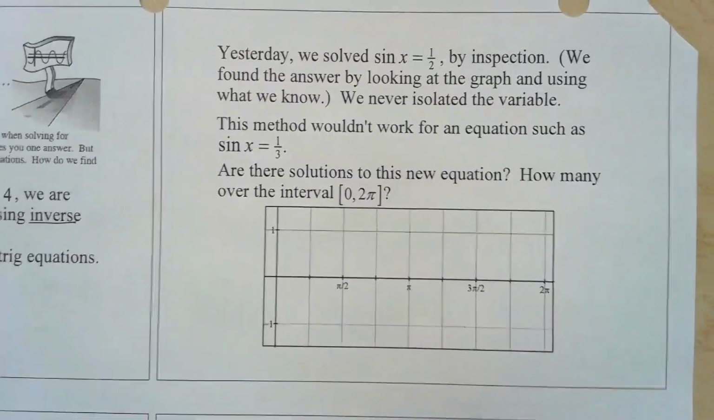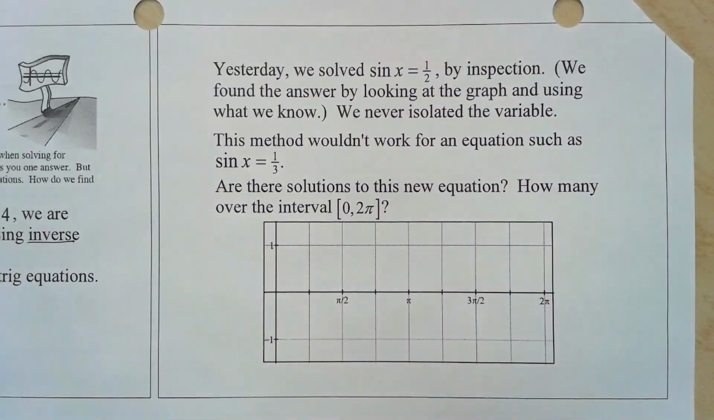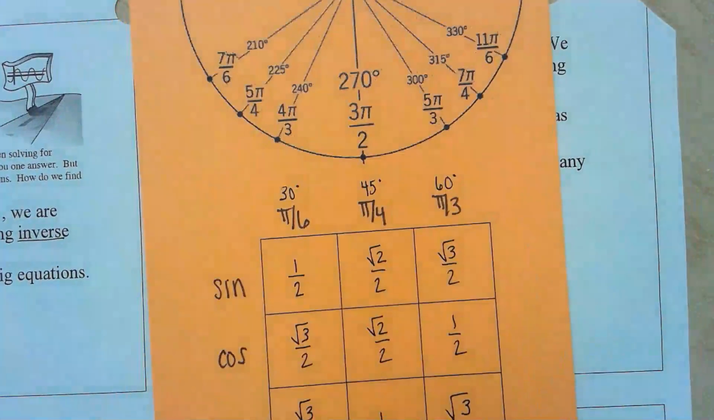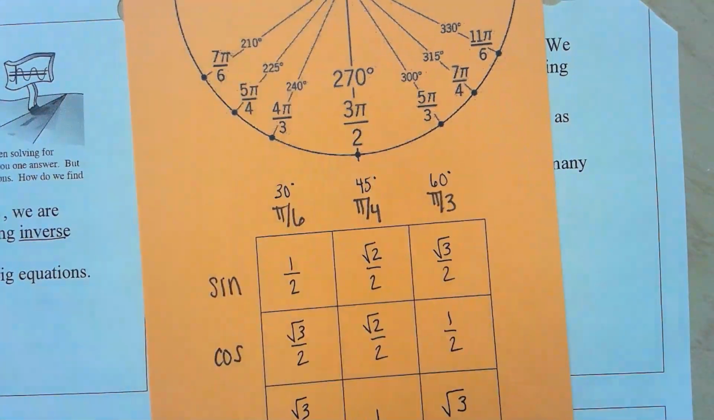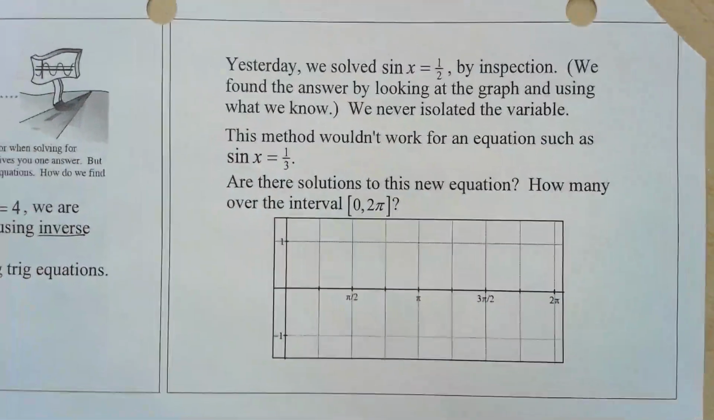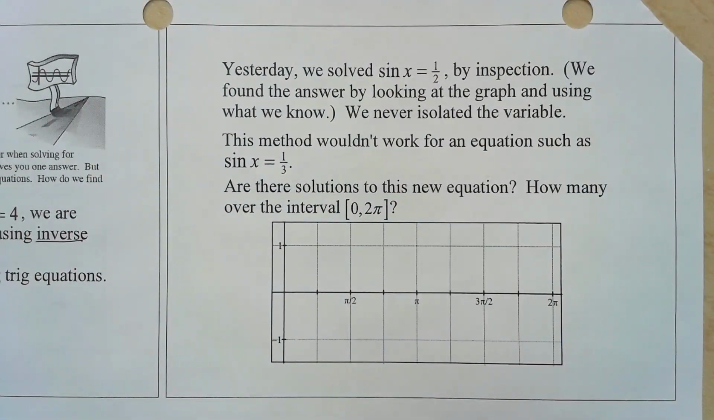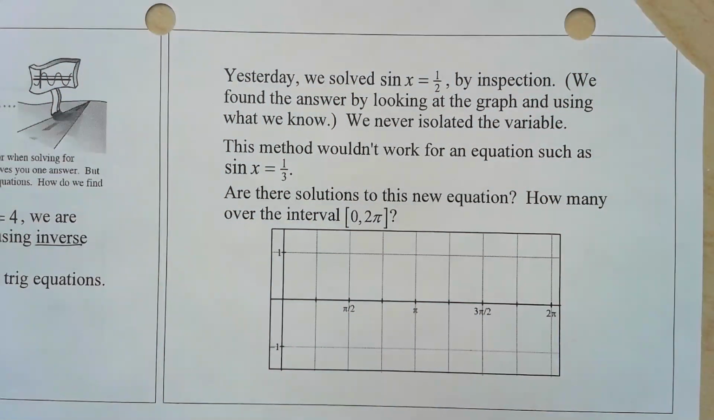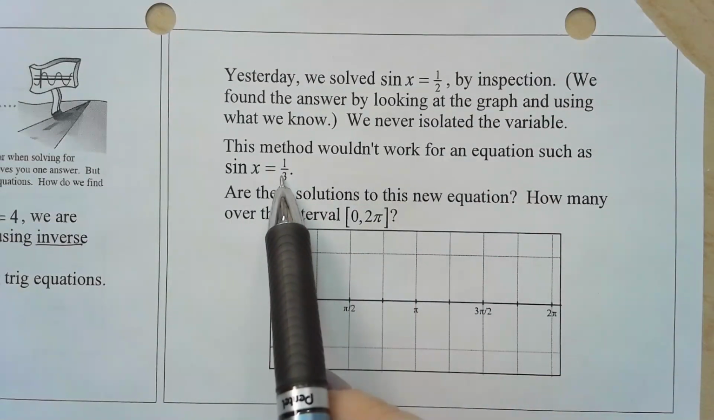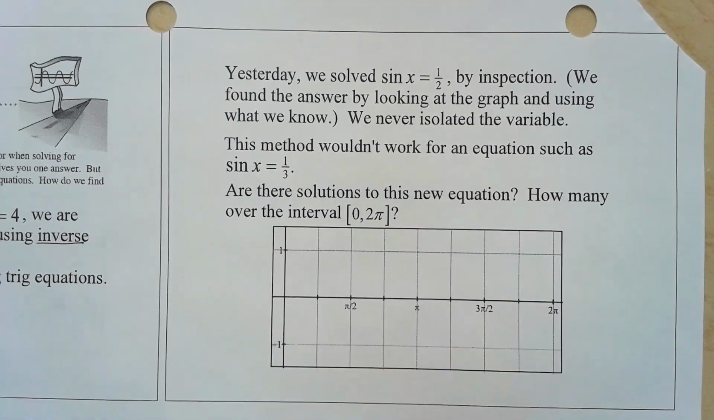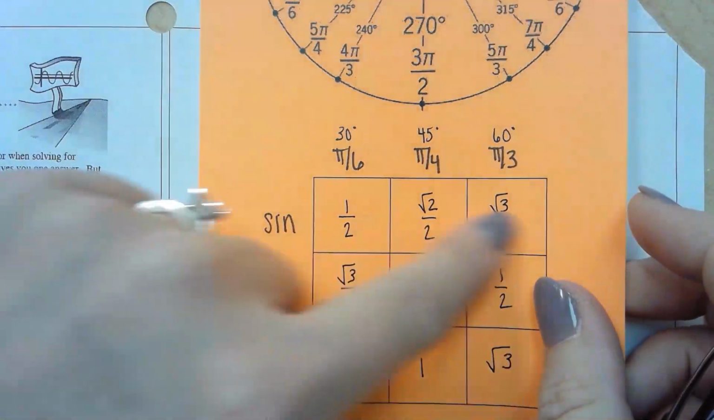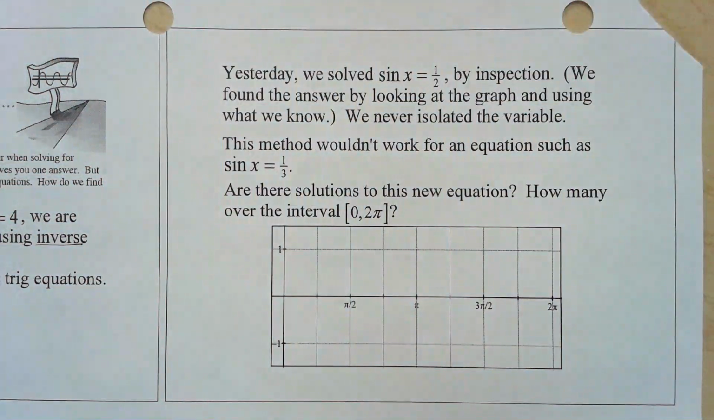Yesterday, in lesson 6.1, we solved sine of x equals 1/2 by inspection, by looking at it. We used this information, sine is 1/2, and we got all of our answers from this orange paper. What we never did was physically get x by itself. We never got rid of the sine. We just said we can solve it by looking. But this wouldn't work if I changed this equation slightly and said sine of x equals 1/3. There is no 1/3 on my orange paper for sine, so it's not like we can just solve it by looking at it.